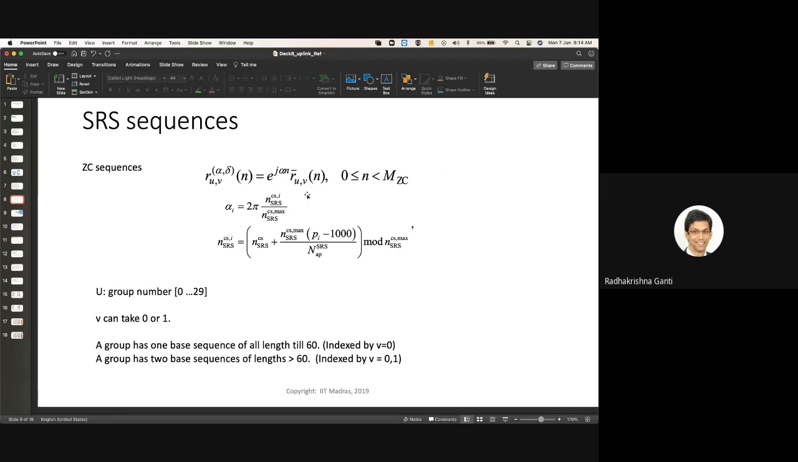But one thing you should understand is that different base sequences need not be orthogonal. Only the cyclic shifts of the same base sequence are orthogonal. You will always remember that. Okay. Any questions?